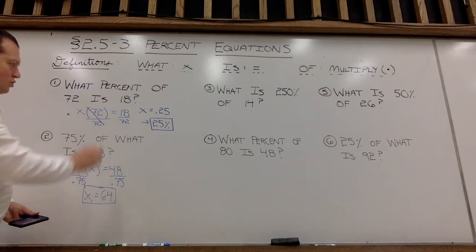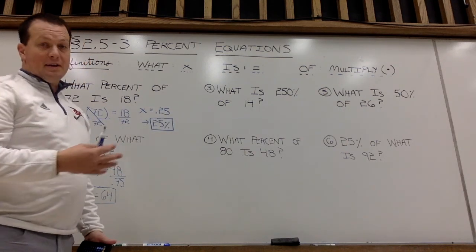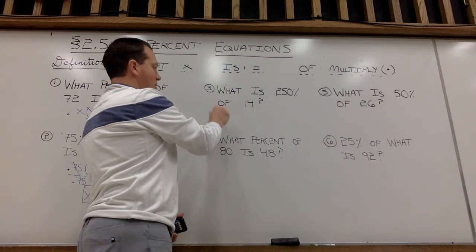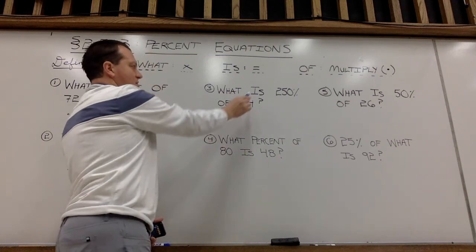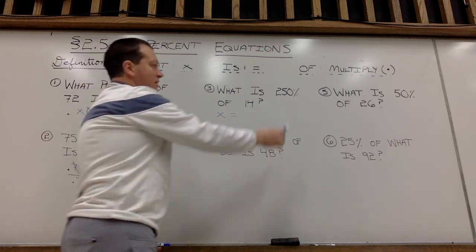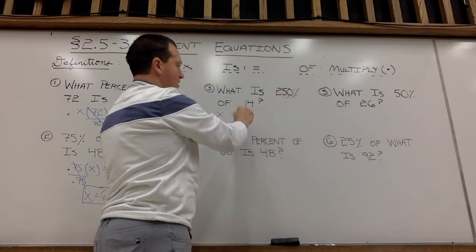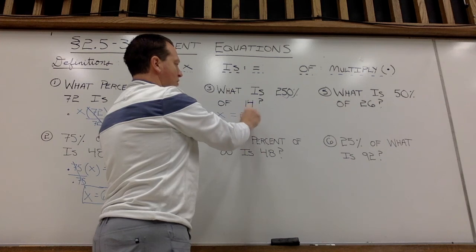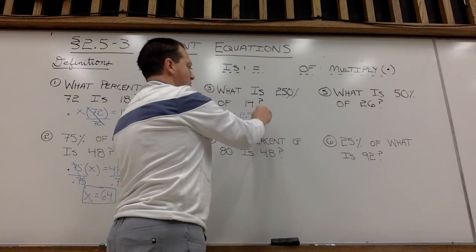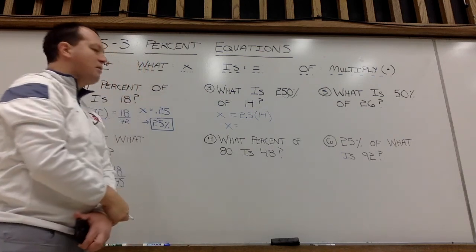So those are the 2 more challenging types. Example 3, we have the easiest of the types, because if you read here, it says what is. So X equals. What is X is equal. So I already have the X alone. So all I have to do is take 250%, again, to make that percentage into a usable number. 250% as a numerical value is 2.5, and then of times 14. So 2.5 times 14 is 35.